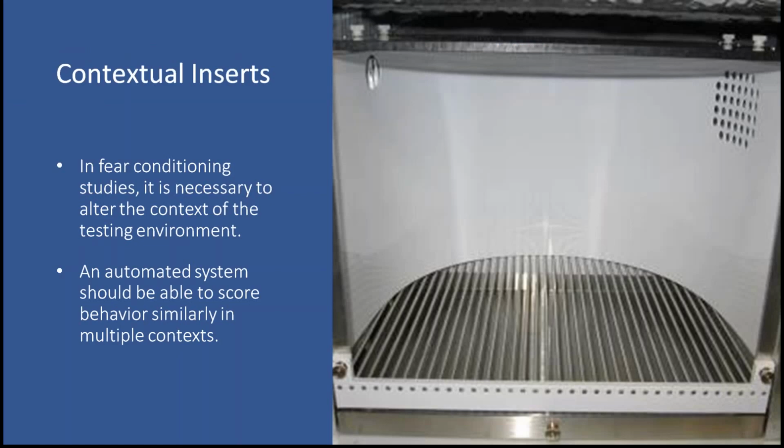Also, regarding the contextual inserts, it's necessary to alter the context of the testing environment in fear conditioning. So the automated system should be able to score behavior similarly in multiple contexts. This is showing a conditioning chamber with what we call a curved wall insert. It changes the geometry of the cage from a normal box type of enclosure to a curved wall, and that can provide a nice distinct environment to do a contextual discrimination. And the automated system should be able to score behavior regardless of the configuration of the chamber.